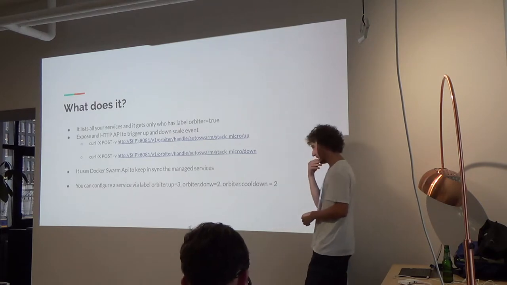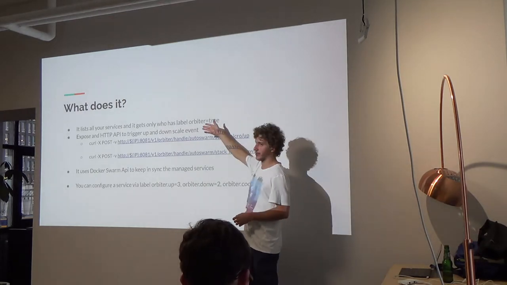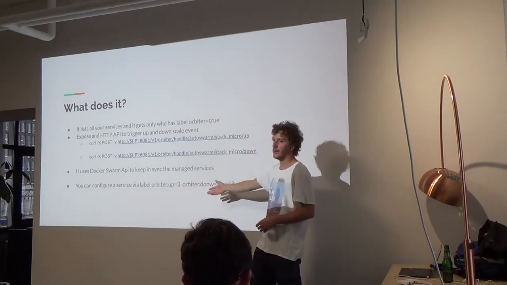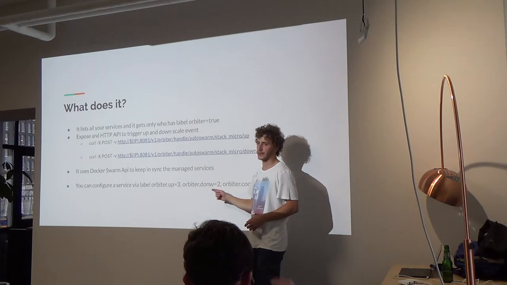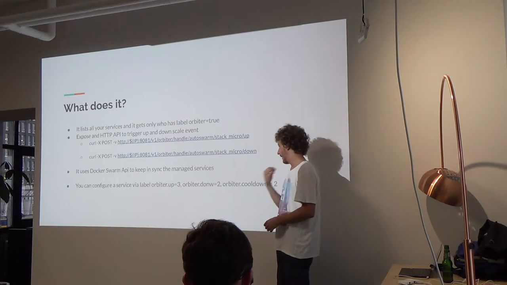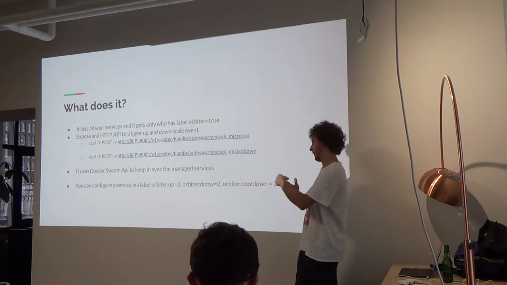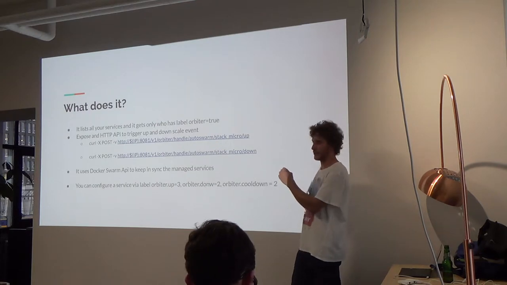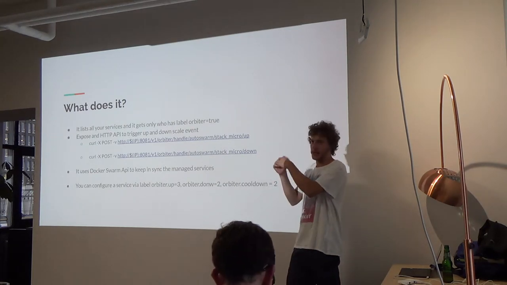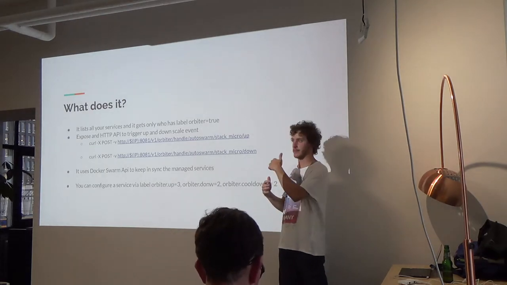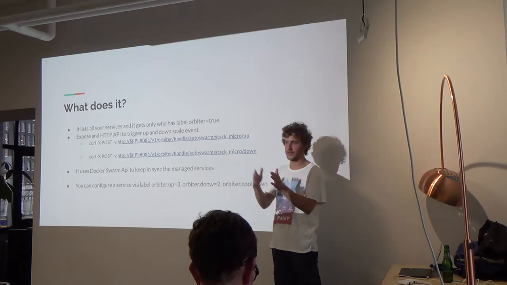There are other labels that you can use to configure Orbiter. If your service implements Orbiter up and Orbiter down, these labels configure the number of tasks to increase, 3, and the number of tasks to decrease, 2 in this case, when you're scaling down. The cooldown period is the time between two scaling actions. For example, if it's 2 seconds, it means that if Orbiter receives two scaling actions in less than 2 seconds, it's going to scale the first time and not the second. The idea is that sometimes your health manager is probably sending too many alerts, and Orbiter doesn't need to catch all of them. There is a quiet period that you can call.